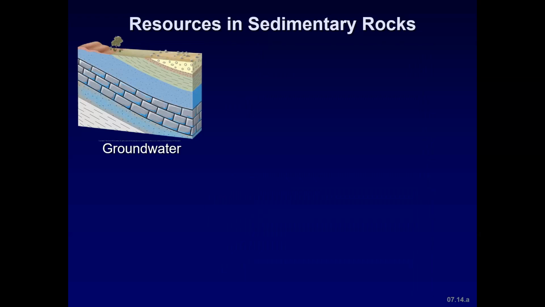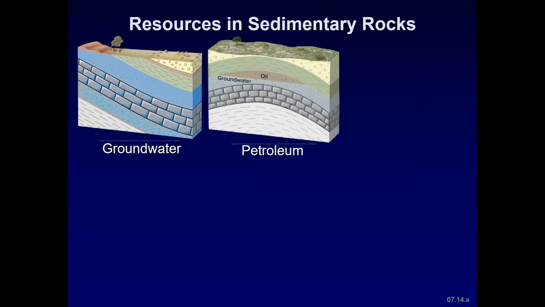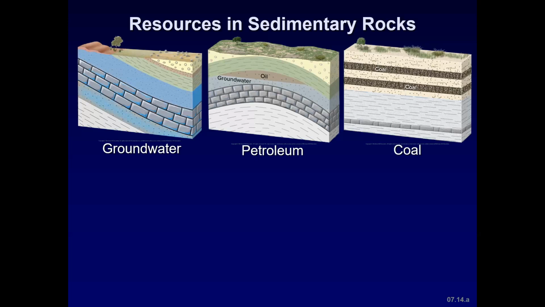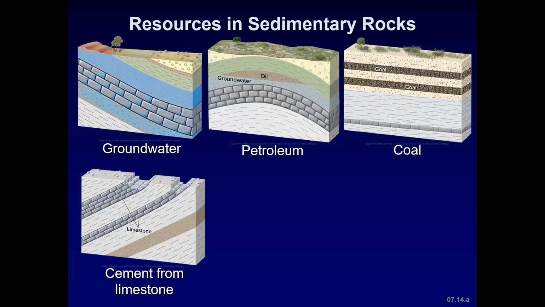Now there are resources in sedimentary rocks. Groundwater is a big one because most groundwater resides in open spaces and fractures of sedimentary rocks. Additionally, oil and natural gas form in organic-rich sedimentary rocks. Coal forms from the accumulation of plant remains in sedimentary environments such as swamps and deltas. Cement is produced from limestone. You quarry the limestone, crush it up, maybe do other things to it, but it's originally sourced from limestone.